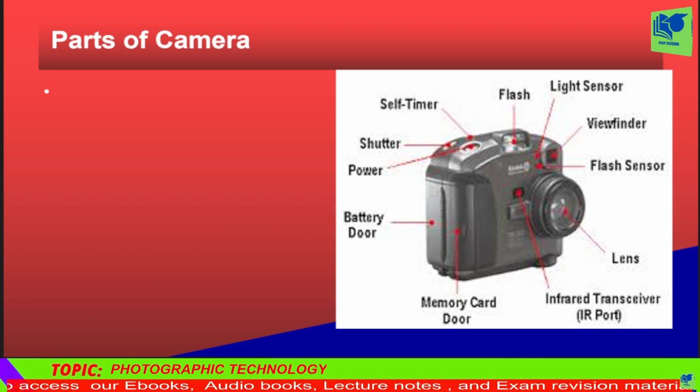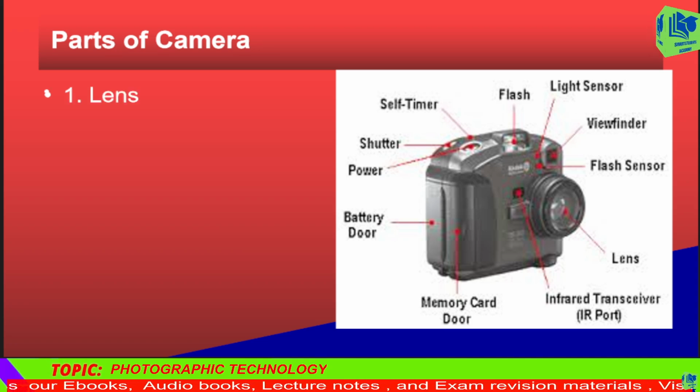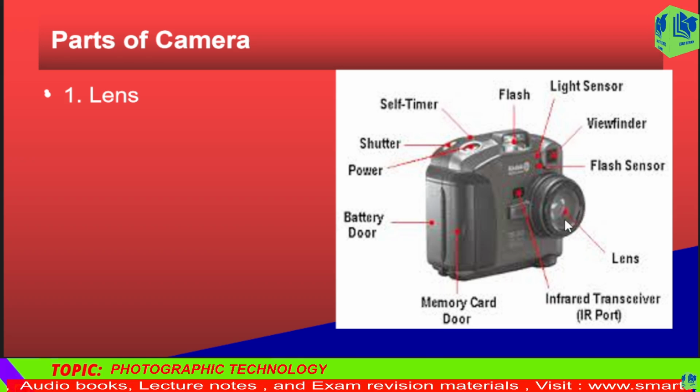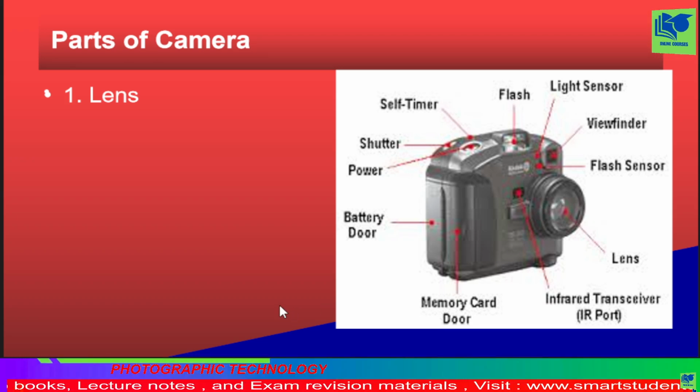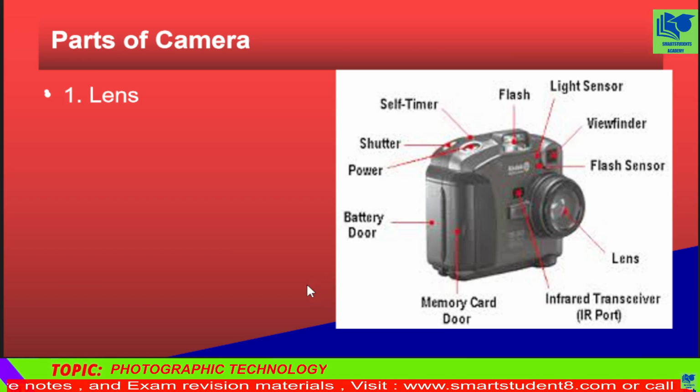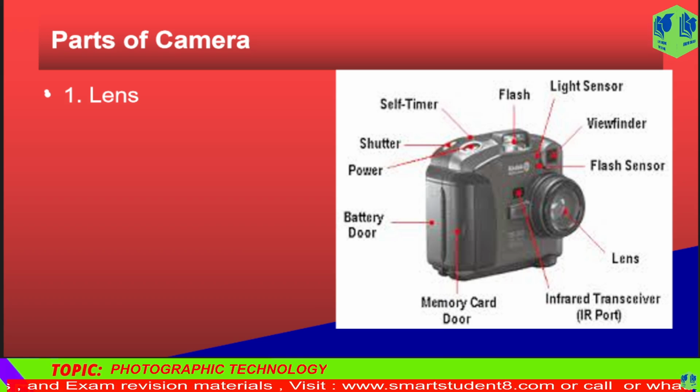1. Lens. The lens is arguably the most important part of the camera. It collects light and focuses it onto the sensor. Example: a wide-angle lens is perfect for capturing landscapes, while a telephoto lens is used for wildlife photography.